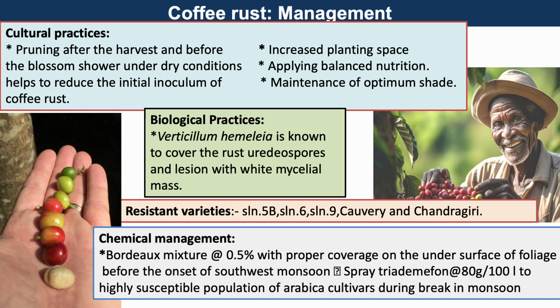Regarding chemical management, out of the different chemical practices which have been tried to date, copper-based fungicide like Bordeaux mixture at the rate of 0.5%, with proper coverage on the undersurface of the foliage before the onset of the southwest monsoon, is found to be very effective. Besides that, we can recommend a spray of triadimefon at the rate of 80 per 100 liters to highly susceptible populations of Arabica cultivar during the break in monsoon.